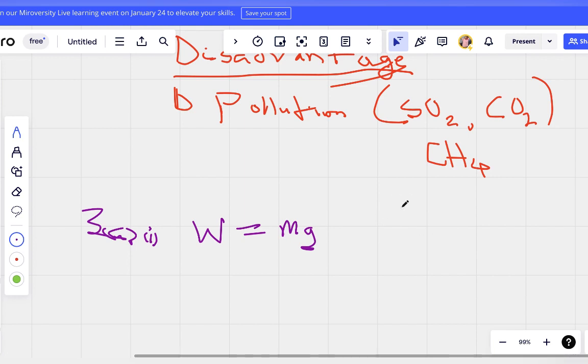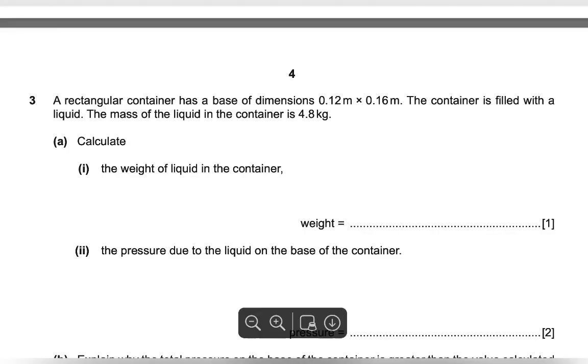The dimension was 0.12 meter by 0.16 meter. And then they gave the mass. I think it's 4.8. The mass is 4.8 kg. It's filled with a liquid. A container has a base. This is the base of the container. And the container is filled with a liquid, and the mass of the liquid in the container is 4.8. So now calculate the weight of the liquid in the container.